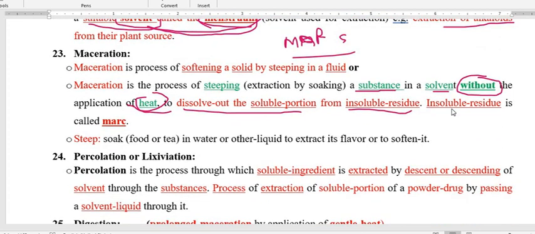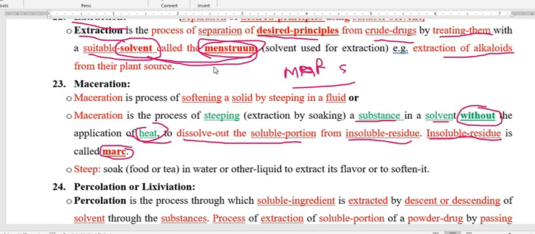The insoluble substance that remains intact in solid form is called marc, and the solvent in which the soluble portion gets dissolved is called menstruum. The process of dissolving the soluble drug in that menstruum or solvent is called maceration.